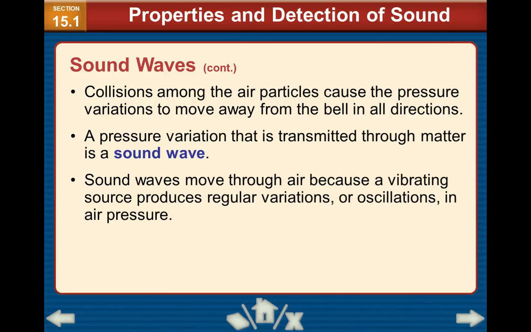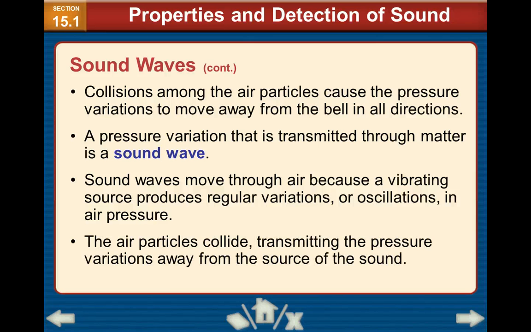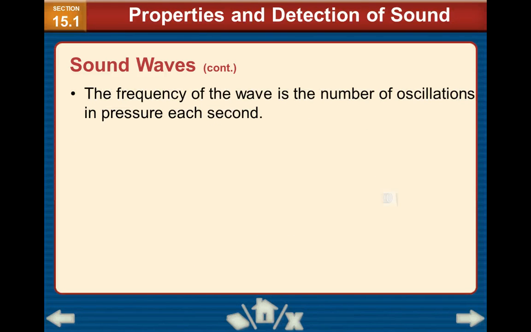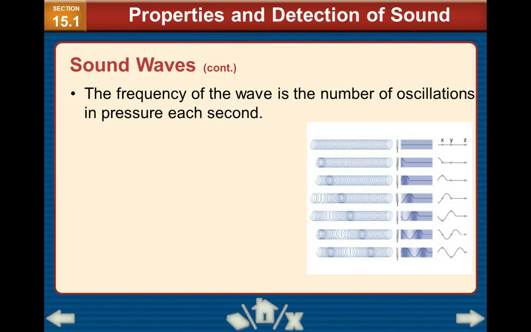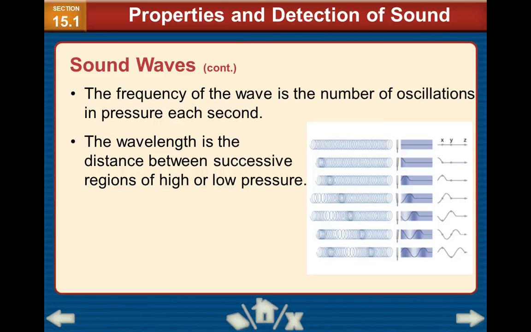The waves move through the air and they're vibrating the air as they go, or oscillations in the air pressure. The air particles collide, transmitting pressure to the next set of air particles away from the sound. The frequency is the number of oscillations of pressure per second, measured in hertz. The wavelength is the successive distance between each one.